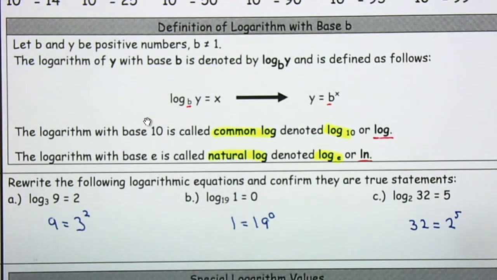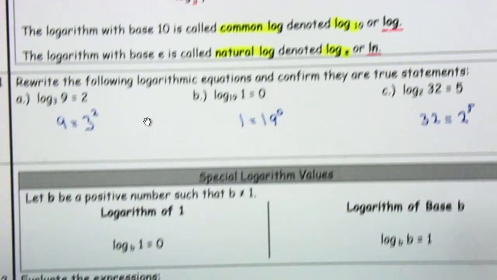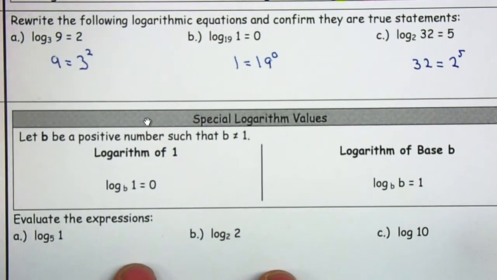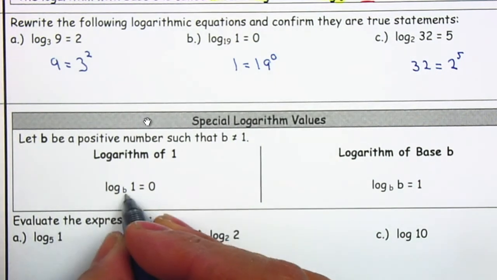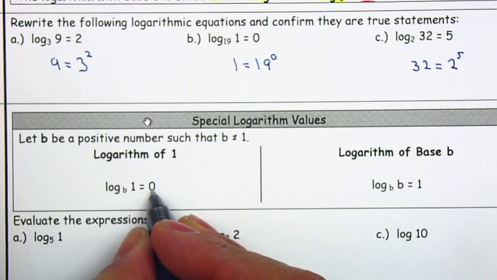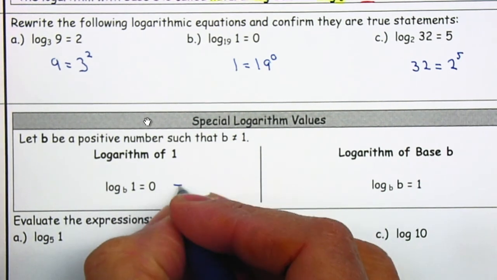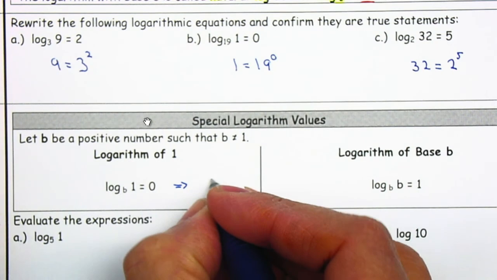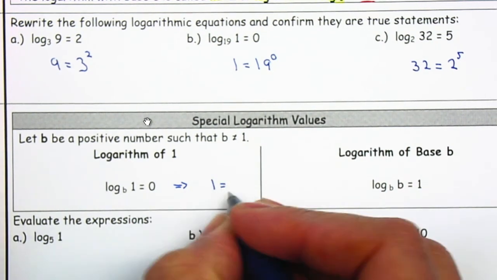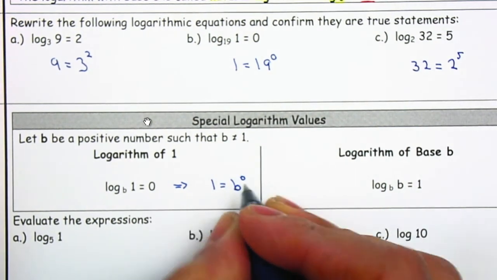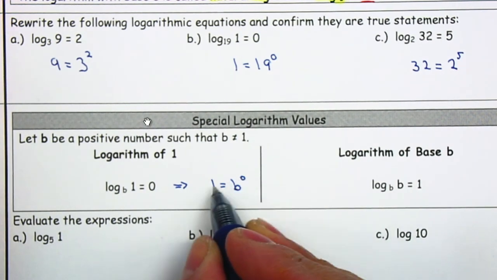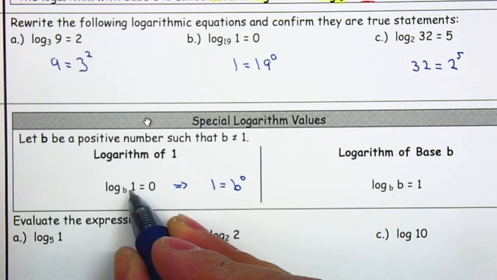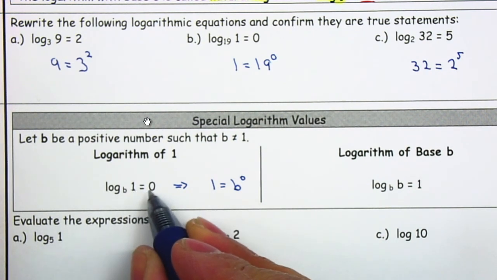We have two special values for logs, which you have to memorize. Log base b of 1 is equal to 0. So every time there's a 1 in here, it's equal to 0. That is, if we rewrite it, this will be 1 is equal to b to the 0 power. It doesn't matter the value of b, anything to the 0 power is equal to 1. So if there's a 1 in here, automatically it's going to be equal to 0.